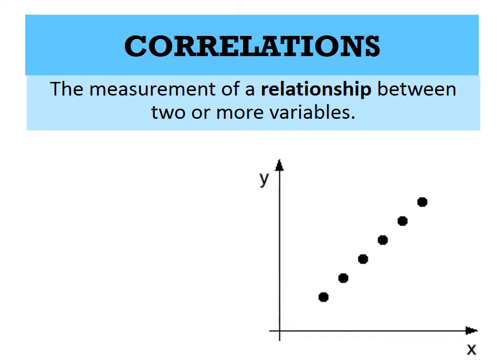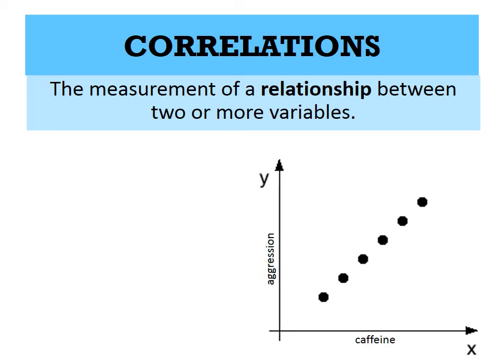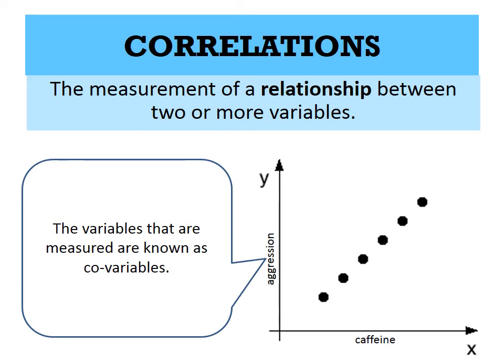What are correlations? So they are the measurement of a relationship between two or more variables. Correlations are always represented using a scattergram. So the variables that are measured are known as covariables. So the covariables in the scenario we have got on the slide at the moment are aggression and caffeine. So we can see here that we are looking for a link between caffeine consumption and aggression.